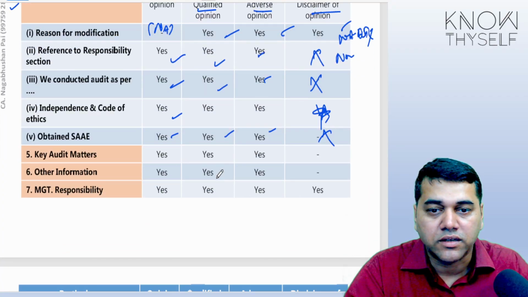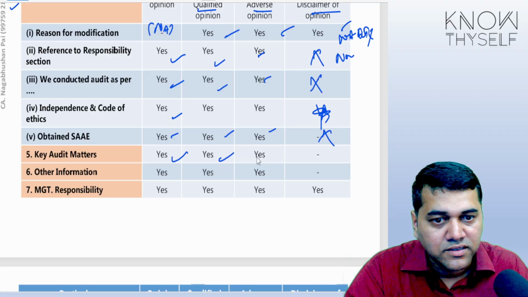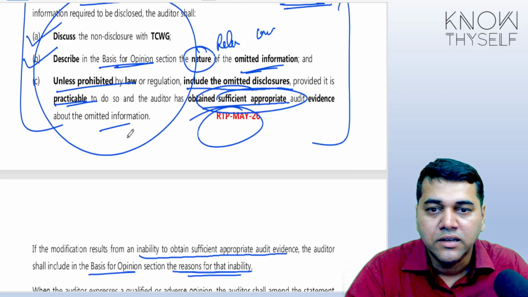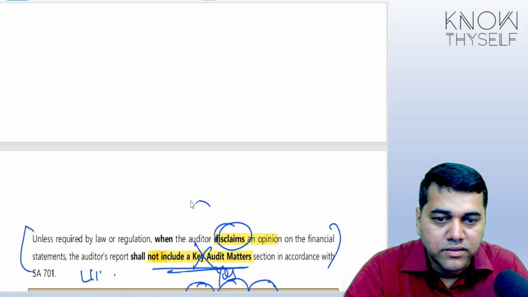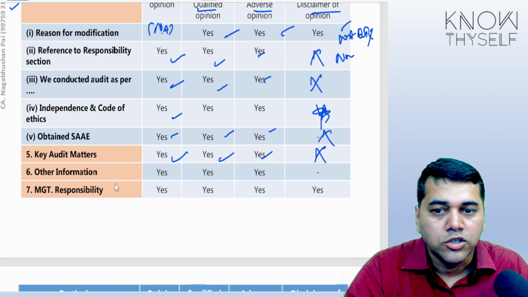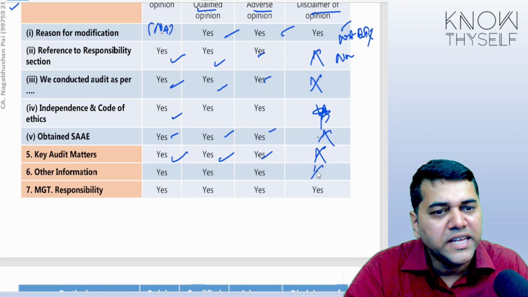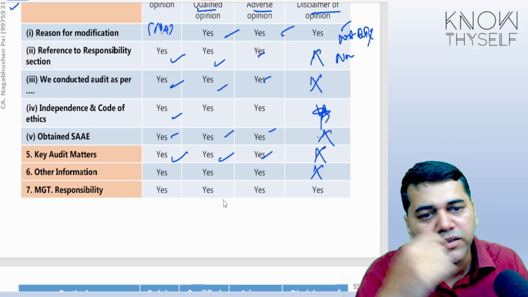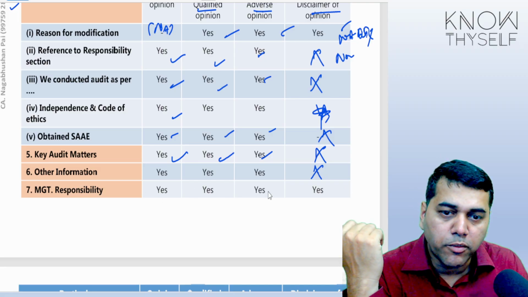Now, key audit matter. Should you disclose key audit matter? Yes, but not for disclaimer. If I go to your study material, they told here a small place. Now, should you talk about other information? Meaningless for your disclaimer, because when you don't know anything about financial statement, how can you compare with the annual report?